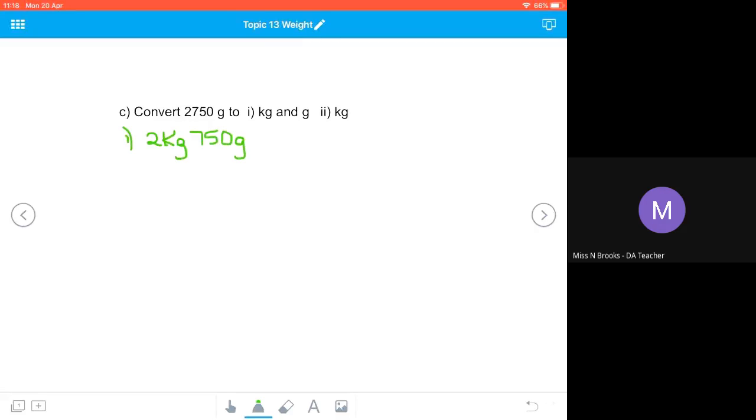If we want to convert it to kg on its own, then we're going to divide by 1,000. So we're going to do 2,750 divided by 1,000. And again, we're jumping our decimal point, which is after the 0. 1, 2, 3. So it's going to end up between the 2 and the 7. And so we're going to get 2.750 kg, or we can just write it as 2.75 because we don't really need that extra 0 at the end.